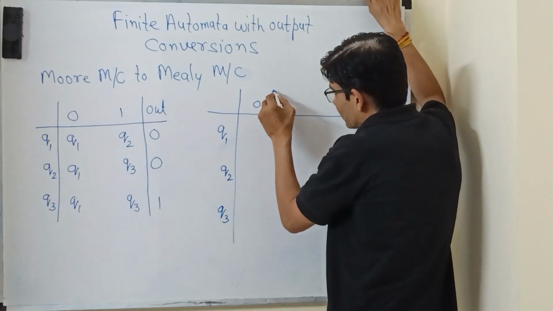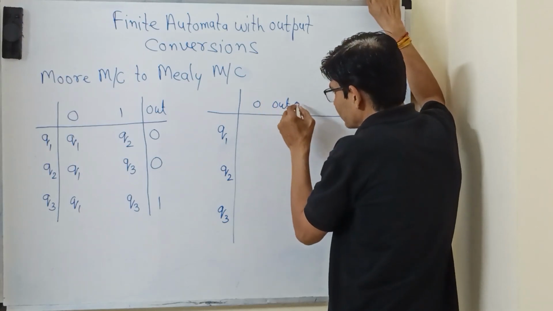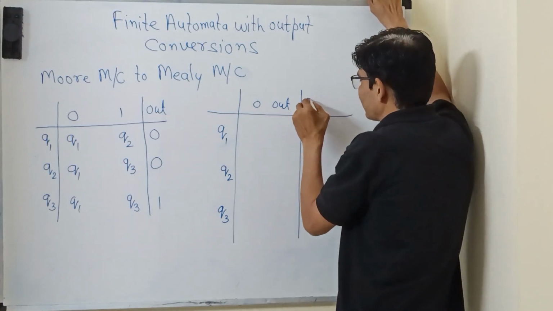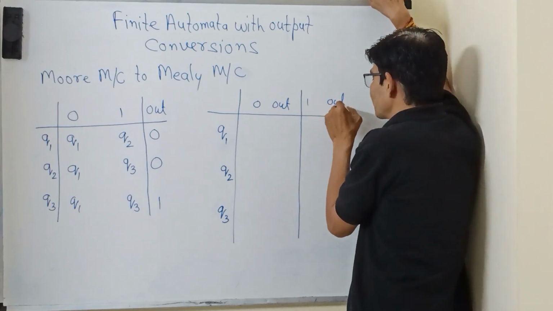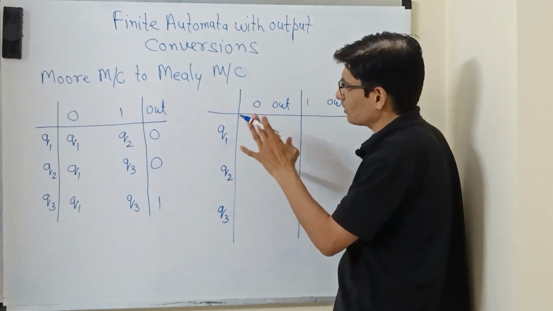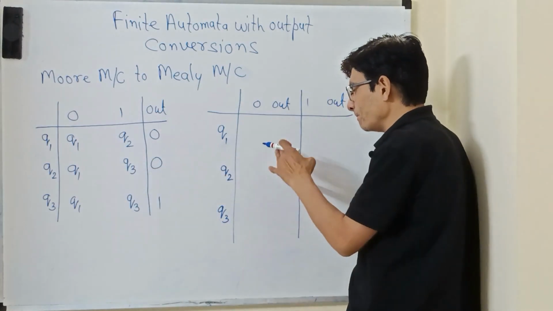and input symbol 0, and along with this the output would be there, and 1, which is another input symbol, and with this the corresponding output would be there. So this is the table of the Mealy machine. So we will convert this Moore machine to a Mealy machine.